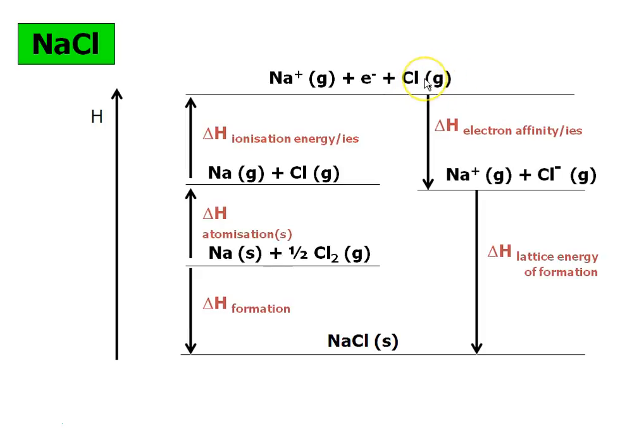Okay, now chlorine, of course, accepts an electron, so we don't have ionization energy involved in the formation of a chloride ion. We call it electron affinity, the enthalpy change of electron affinity. So chlorine accepts the electron that sodium has released, and as that happens, energy is then released. So we can see that the arrow coming down indicates that.